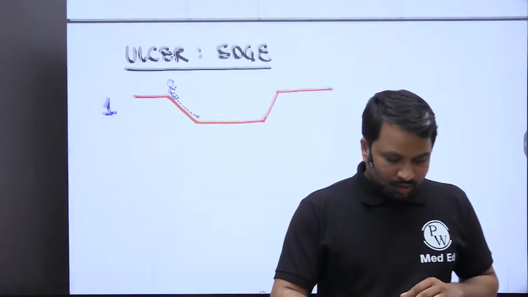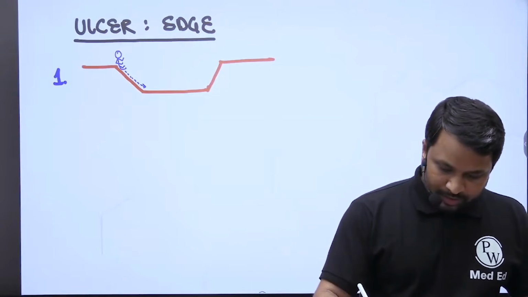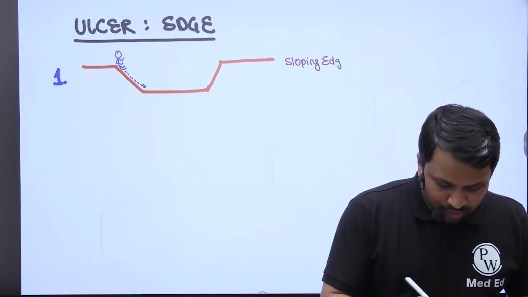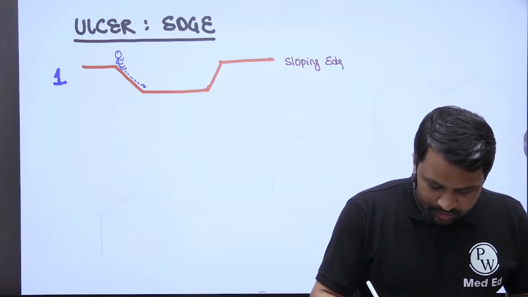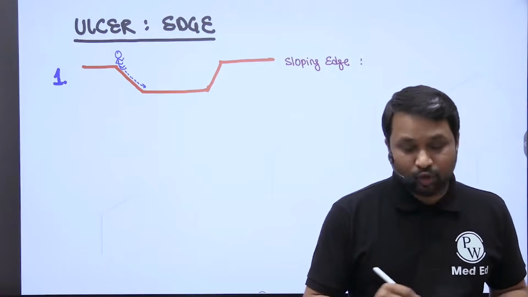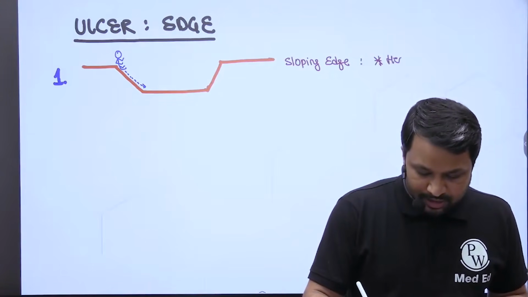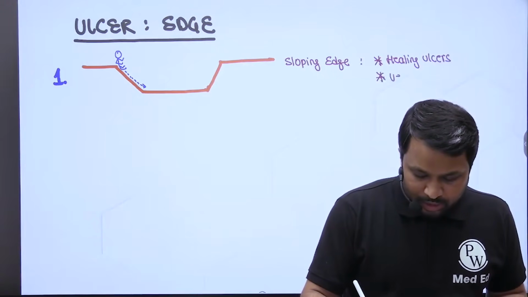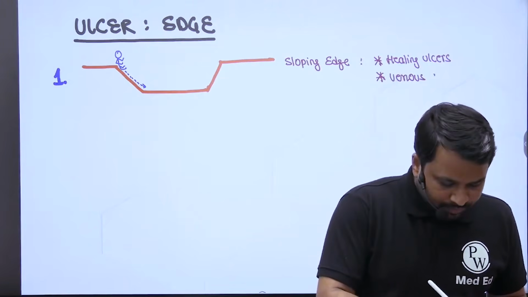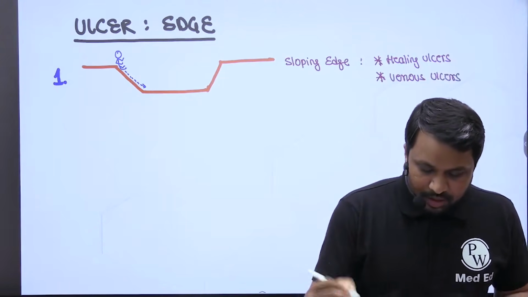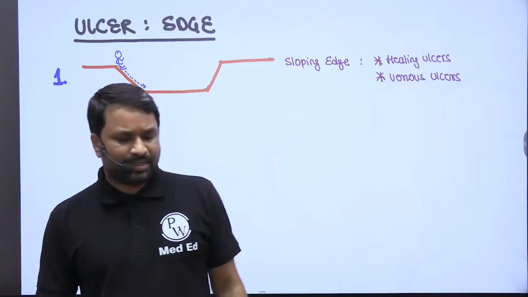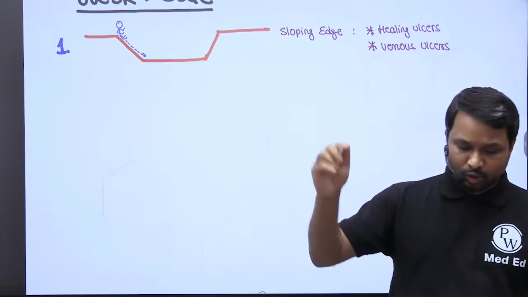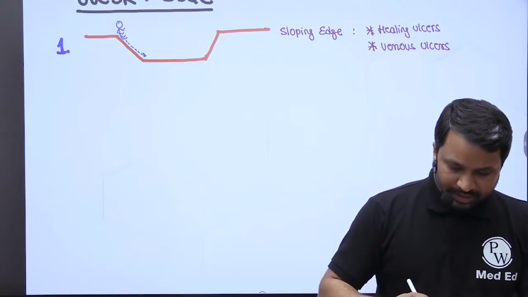Now, the first type is going to be the sloping edge of the ulcer. So where do you see the sloping edge? The first condition is that it is present in all healing ulcers. The second one is the venous ulcers. As we all know, venous ulcers are seen in varicose veins. When we talk about it, we'll discuss the characteristics of venous ulcer also. But for now, remember the sloping edge is seen in healing ulcers and venous ulcers.